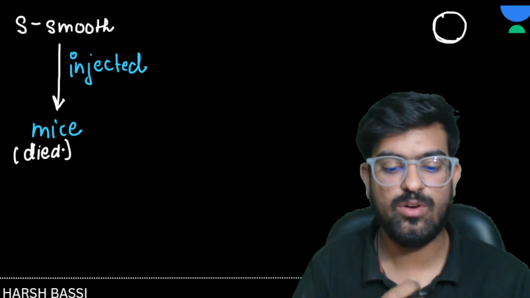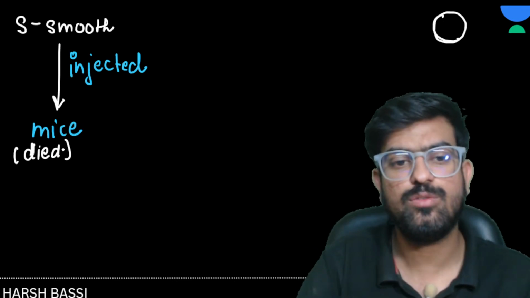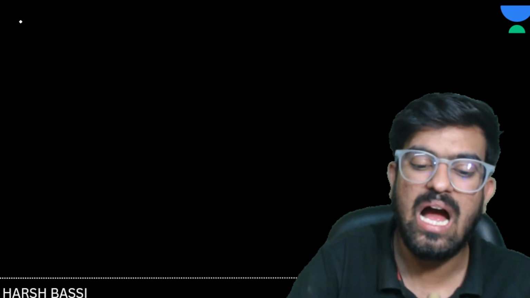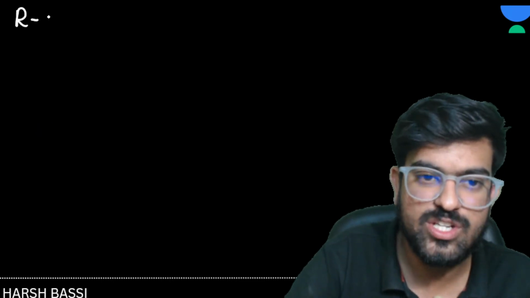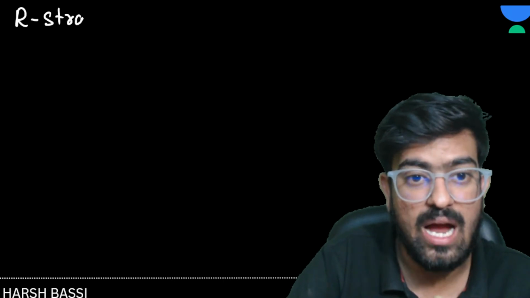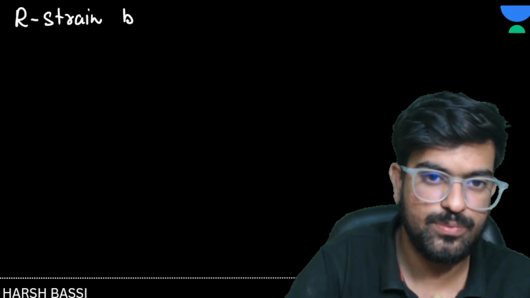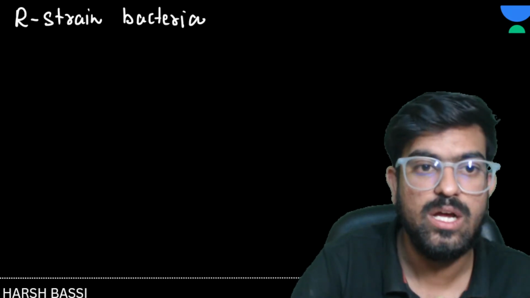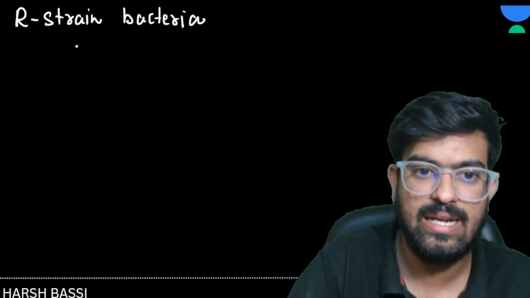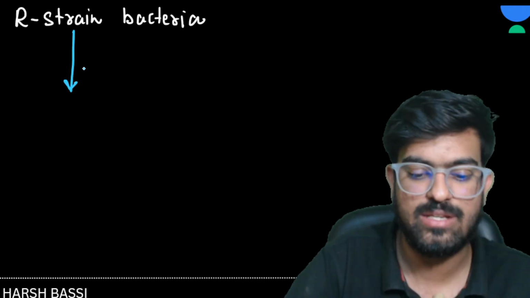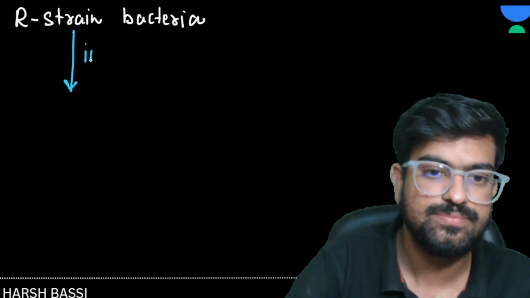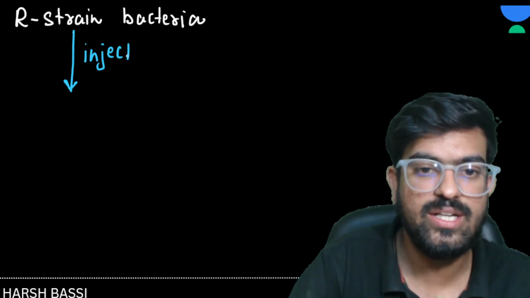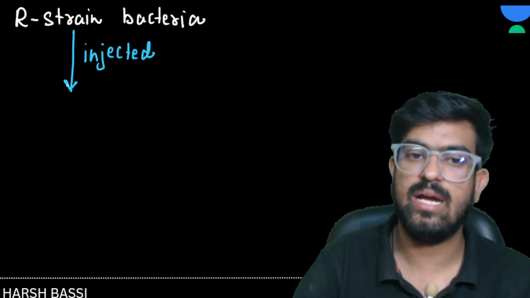Now, the second thing that happened is that he took what? In the second case, he took R strain bacteria. Now, when he took R strain bacteria, again he injected the R strain bacteria into healthy mice.